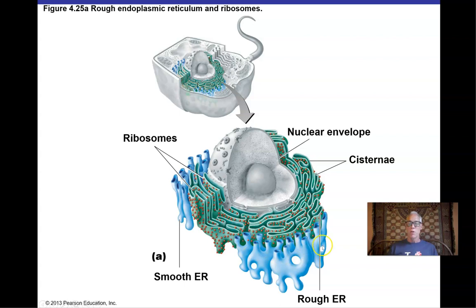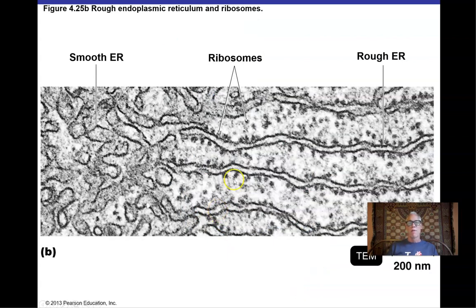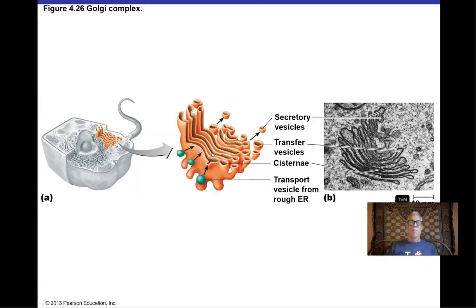This is just what's called smooth endoplasmic reticulum. It's just a labyrinthine organelle that has no ribosomes on it. It's where different types of lipids are synthesized. Phospholipids and various cholesterol products are made in the smooth endoplasmic reticulum, as opposed to proteins being made in the rough endoplasmic reticulum. And there's a micrograph showing some rough and smooth endoplasmic reticulum.